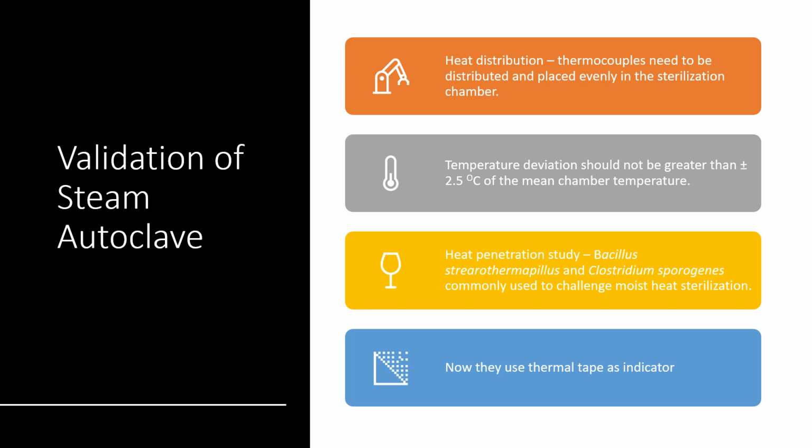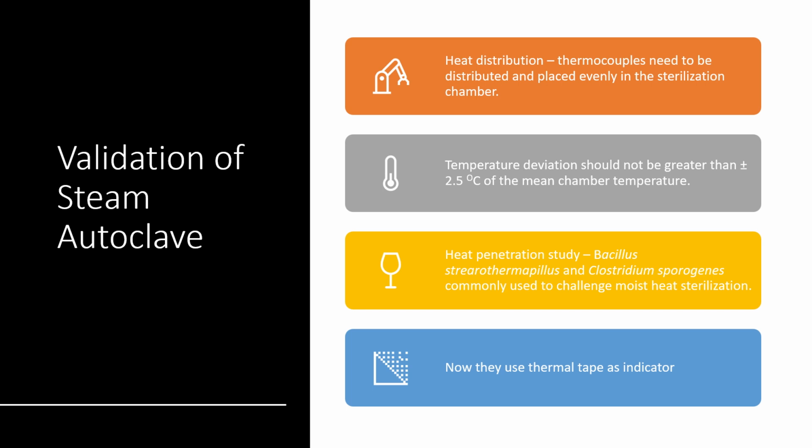In recent advancements, thermal tape has emerged as a convenient and reliable indicator of sterilization. This specialized tape changes color when exposed to the appropriate temperature and pressure conditions, providing a visual confirmation of successful sterilization. Thermal tape serves as an additional layer of assurance, complementing the data collected from thermocouples and biological indicators.